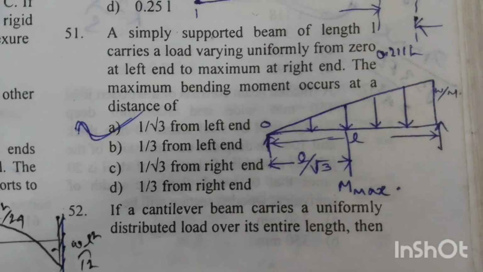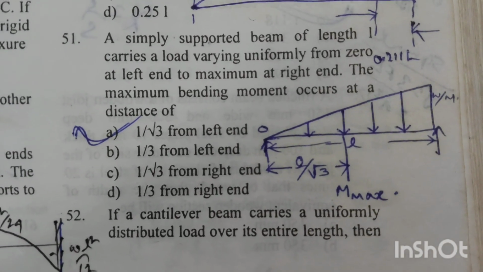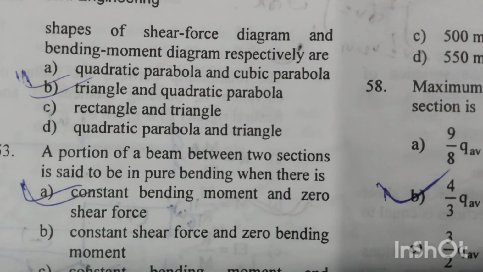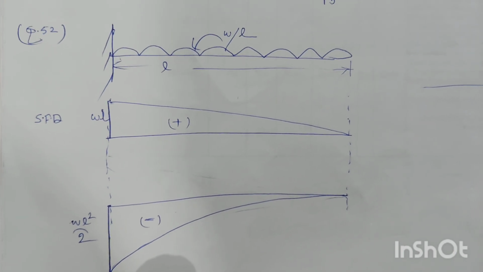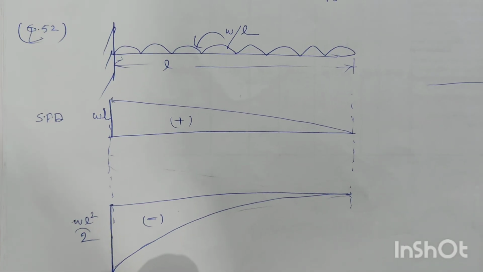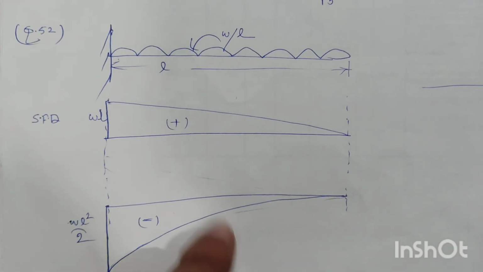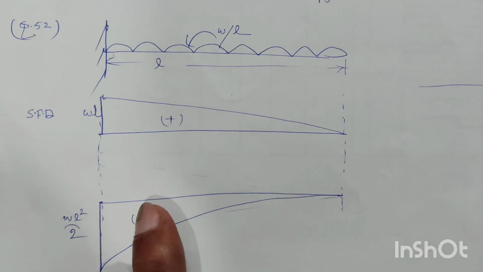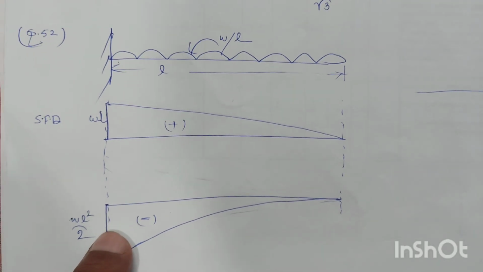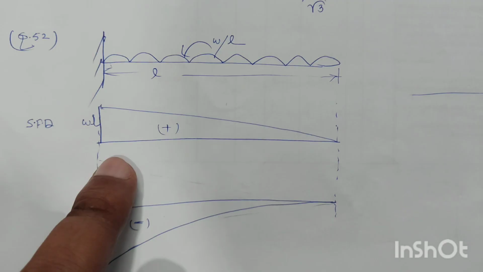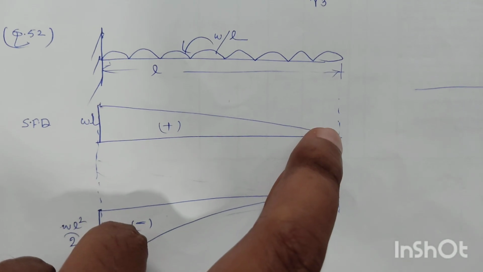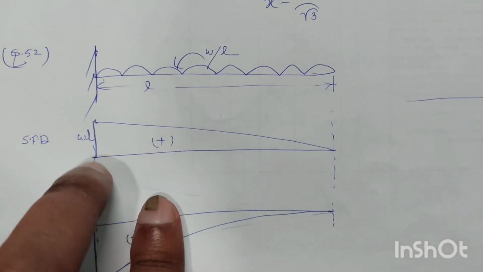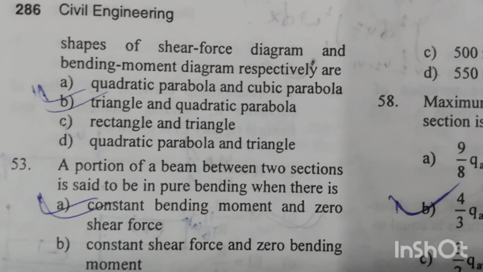Question number 52. If a cantilever beam carries a uniformly distributed load over its entire length, then the shapes of the shear force diagram and bending moment diagram respectively are. For the cantilever beam subjected to uniformly distributed load W per unit length, having total length L, the shape of the bending moment diagram will be a quadratic parabola, and maximum bending moment will be at the fixed end. The value is WL square by 2, and the shape of the shear force diagram will be triangular. 0 will be at the free end, and maximum, equal to WL, will be at the fixed end. B is the right answer.